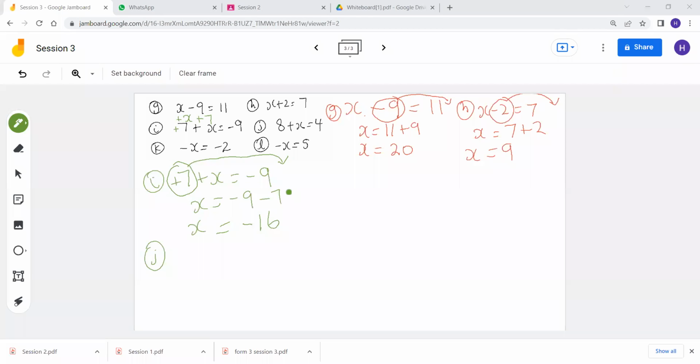Some people might say, wait now, negative and negative is positive. No, that is only for multiplication and division. Here we need to sum and keep the sign.